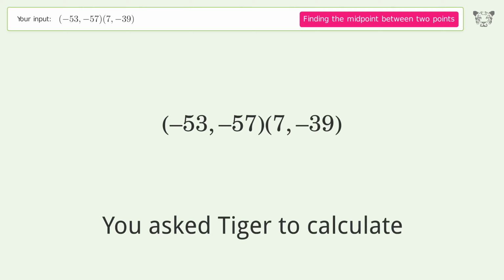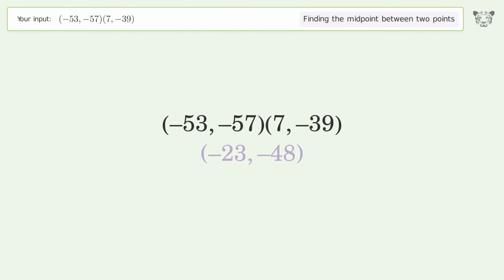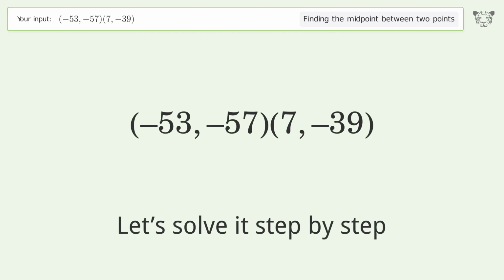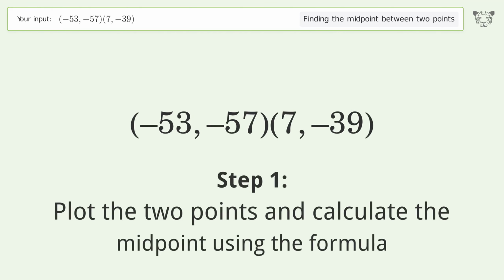You ask Tiger to calculate. This deals with finding the midpoint between 2 points. The midpoint between the 2 points is -23, -48. Let's solve it step by step. Plot the 2 points and calculate the midpoint using the formula.